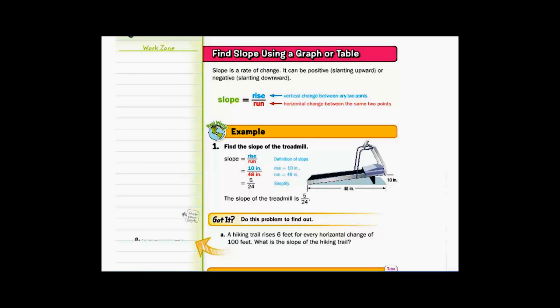Okay, lesson 2 of chapter 3. We're talking all about slope. And I alluded to this in 3.1 where we were talking about rate of change. And I said whenever you go to graphing lines, you need to know about slope. Well, that day is today.